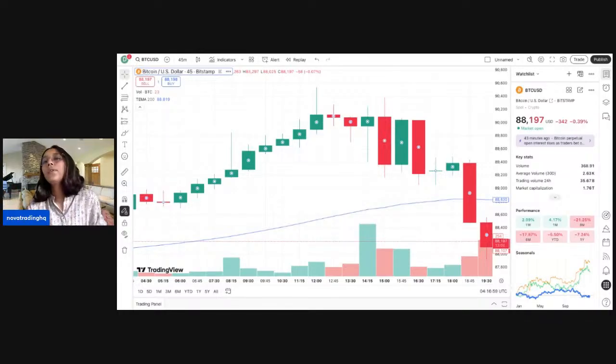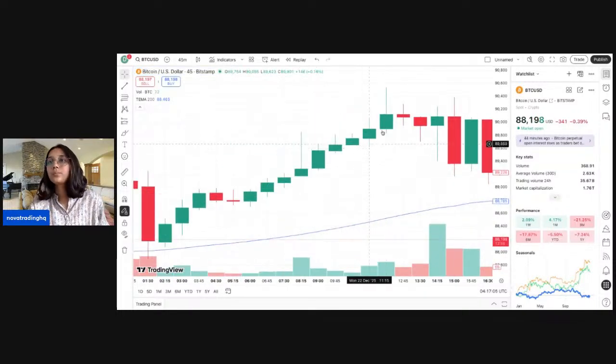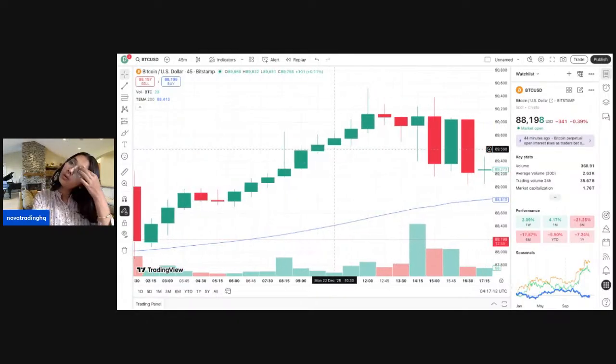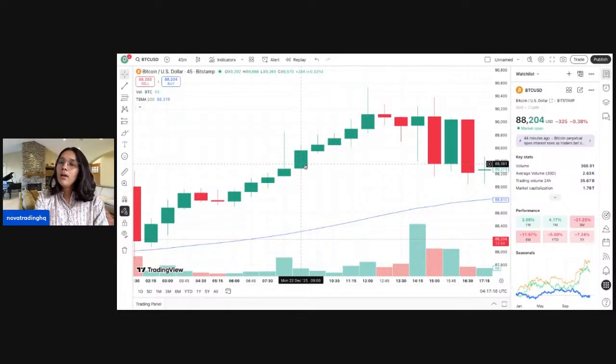So moving forward, the next candle, as you can see, during this time period, 9:45. As you can see, it's a doji. Sorry, this is at 9 a.m.